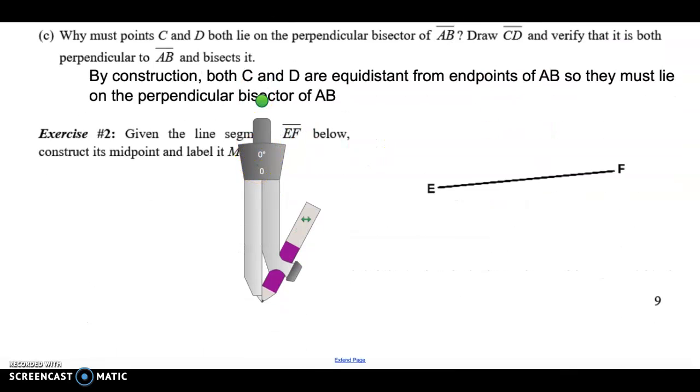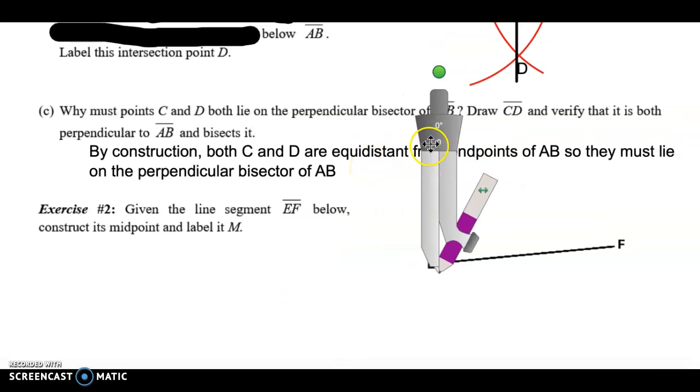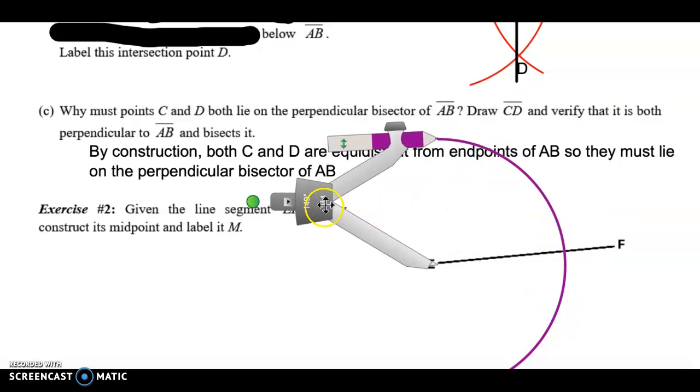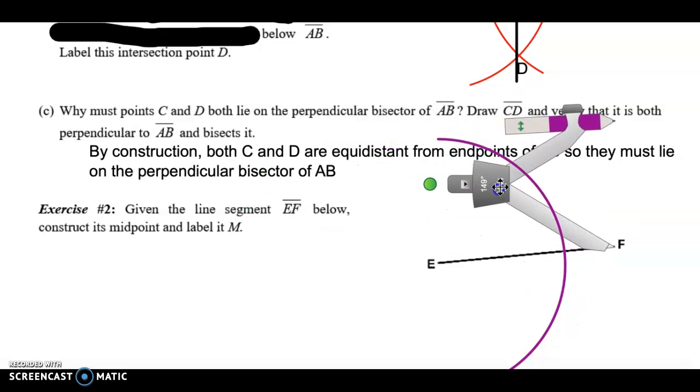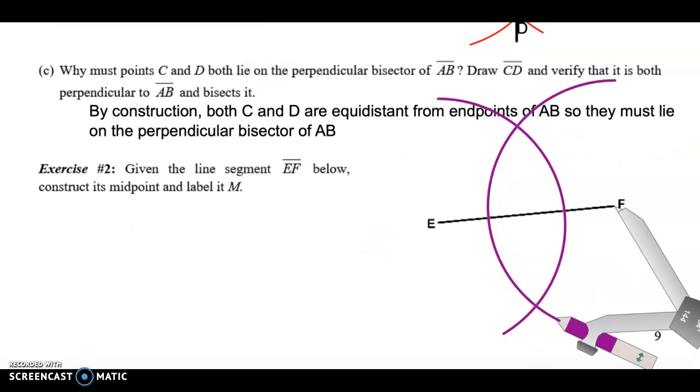So in the next construction here, exercise 2, they want me to find the midpoint and label it M. So I'm going to do the same construction. I'm just going to take my compass, open it more than halfway, draw an arc. So the construction of the perpendicular bisector also is the same construction for a midpoint. I opened my compass more than halfway, I drew an arc. Now I moved over to point F and I draw an arc with the same radius. And where those arcs intersect, I now take my straight edge and draw a line through those points.